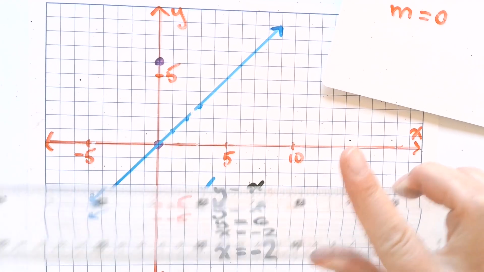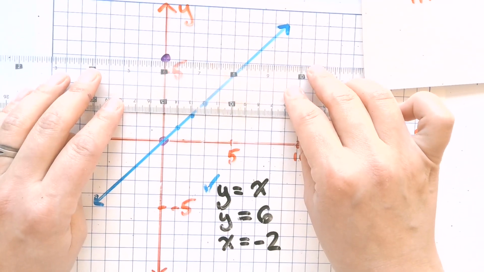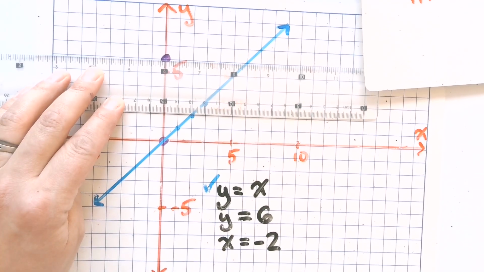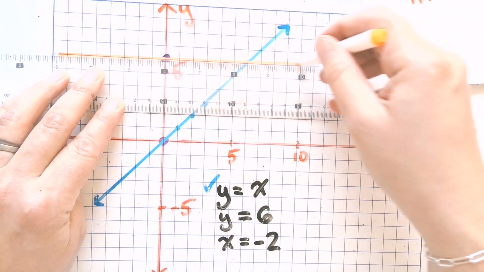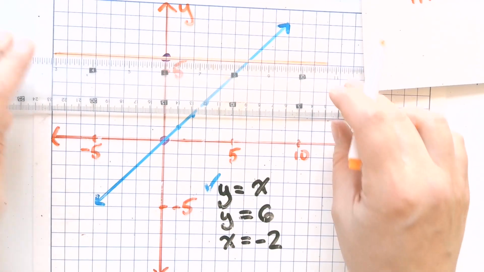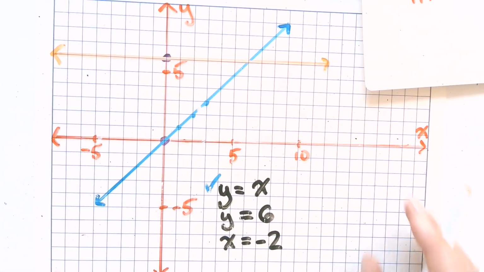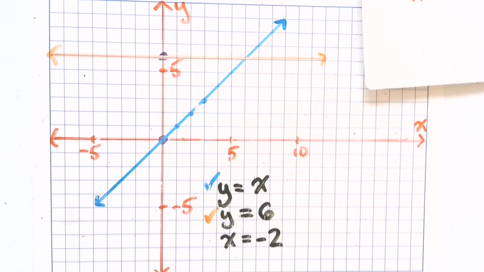And I don't really need to do any more dots. It's going to be a beautiful horizontal line that looks like this. That is what it looks like when you just have y equals a number. Okay, so we just did y equals 6.